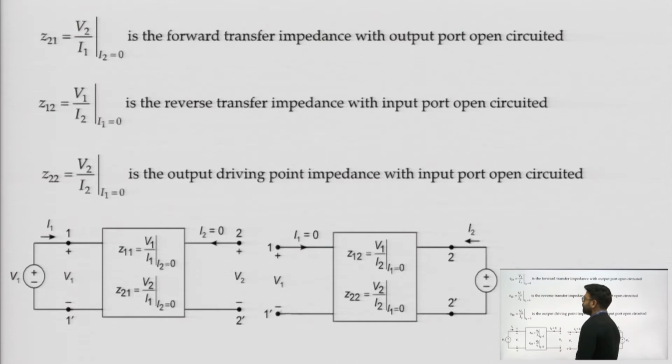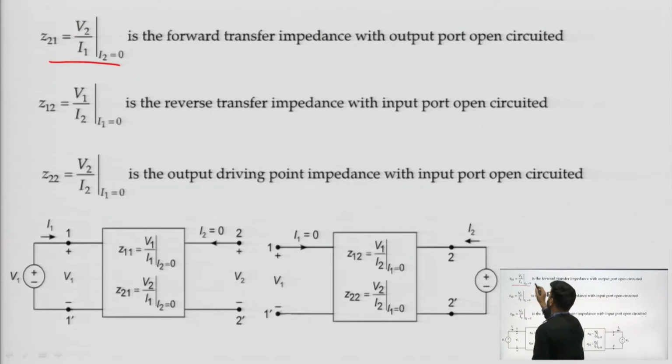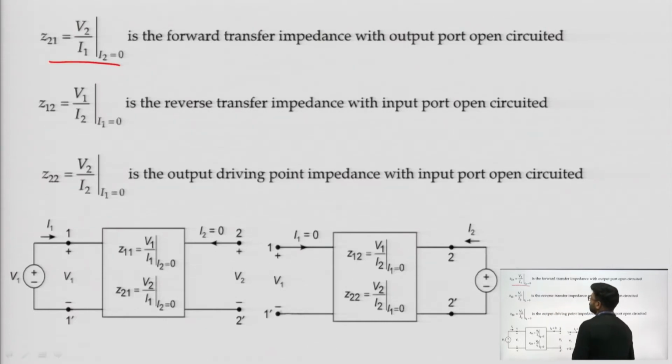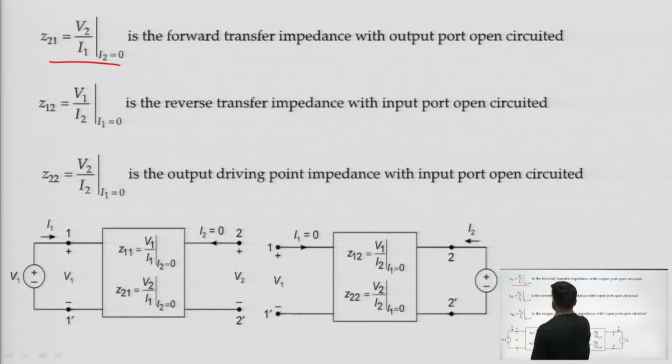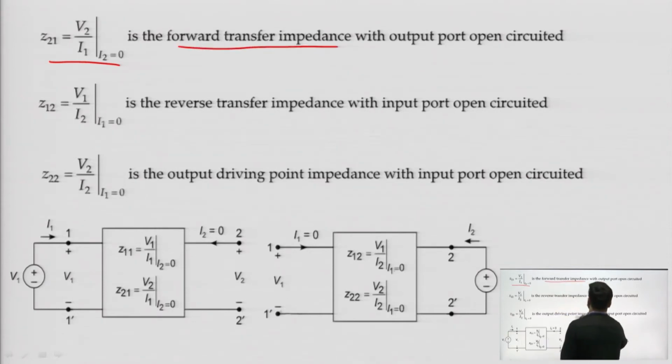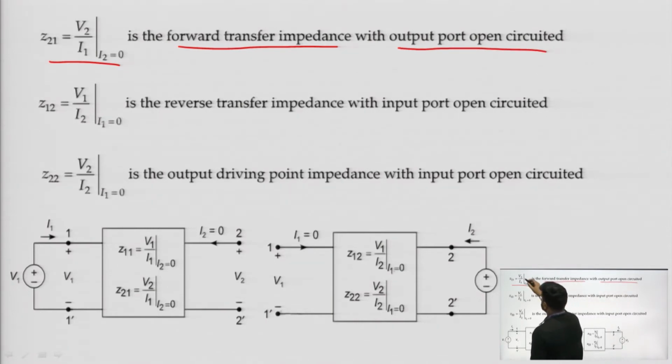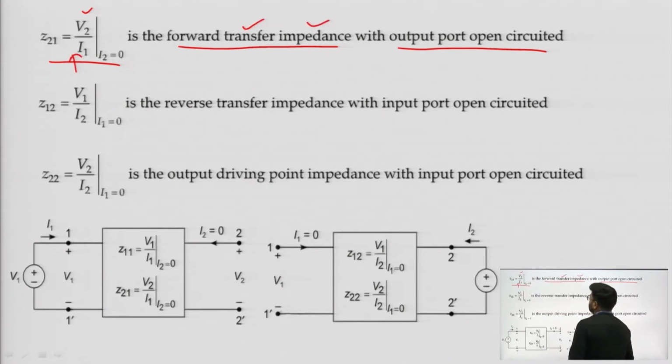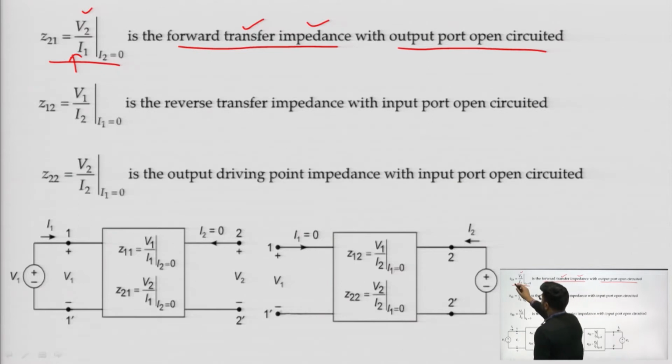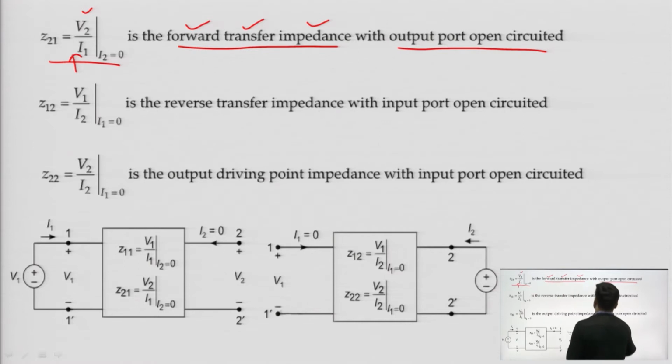Now, the next parameter is Z21, which will be equal to V2 by I1, keeping I2 equal to 0. It is the forward transfer impedance with output port open circuited, because two different ports are associated: voltage at port 2 to the current at port 1. So we have a transfer impedance term, and because we are calculating output port to input port, that is why we have the forward term. So, this is forward transfer impedance with output port open circuit.